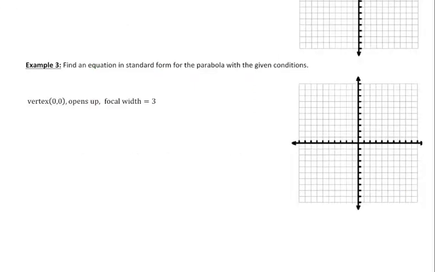So for example 3, we are given that the vertex is 0, 0, the graph opens up, and then instead of being given the directrix or the focus, we're given the focal width, and we'll talk about how to use that information to find the equation and sketch this graph. So the first thing I like to do is plot my vertex, and then because this graph opens up, I can use the equation x squared equals 4py. That's my standard form equation when the parabola is vertexed at 0, 0.